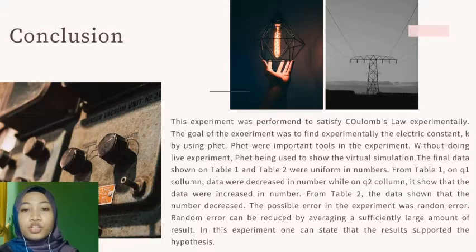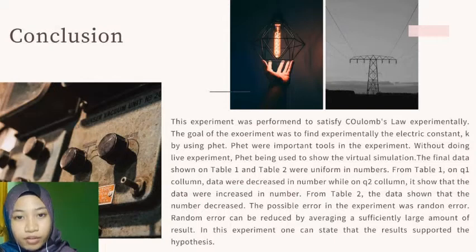The final data shown on table 1 and table 2 were uniform in numbers. From table 1, on the Q1 column, the data decrease in number, while on the Q2 column, it showed that the data will increase in number. From table 2, the data showed that the number decreased.